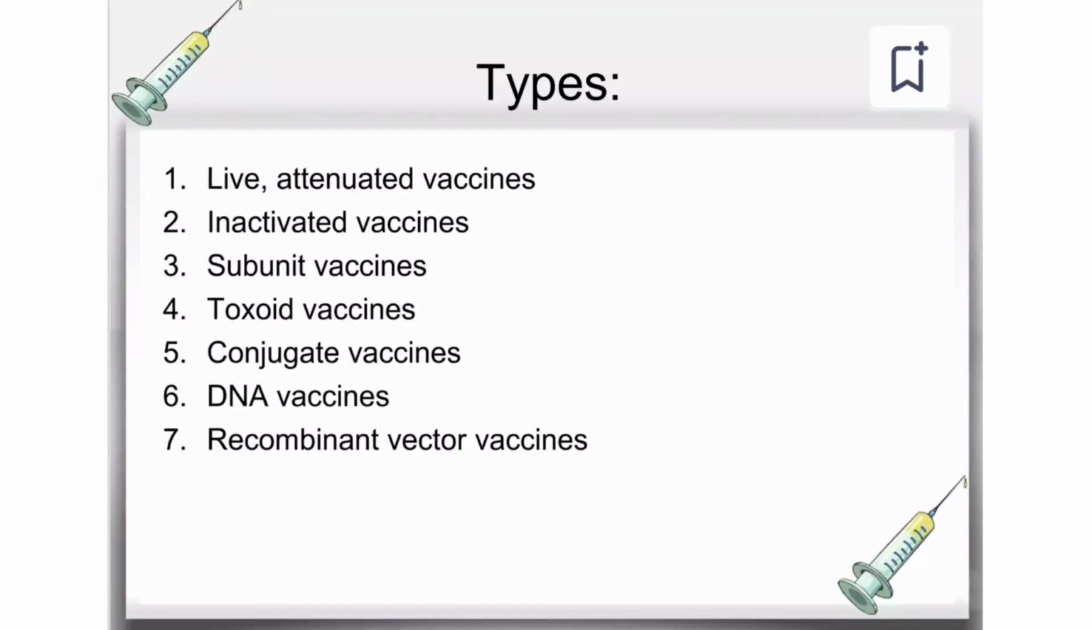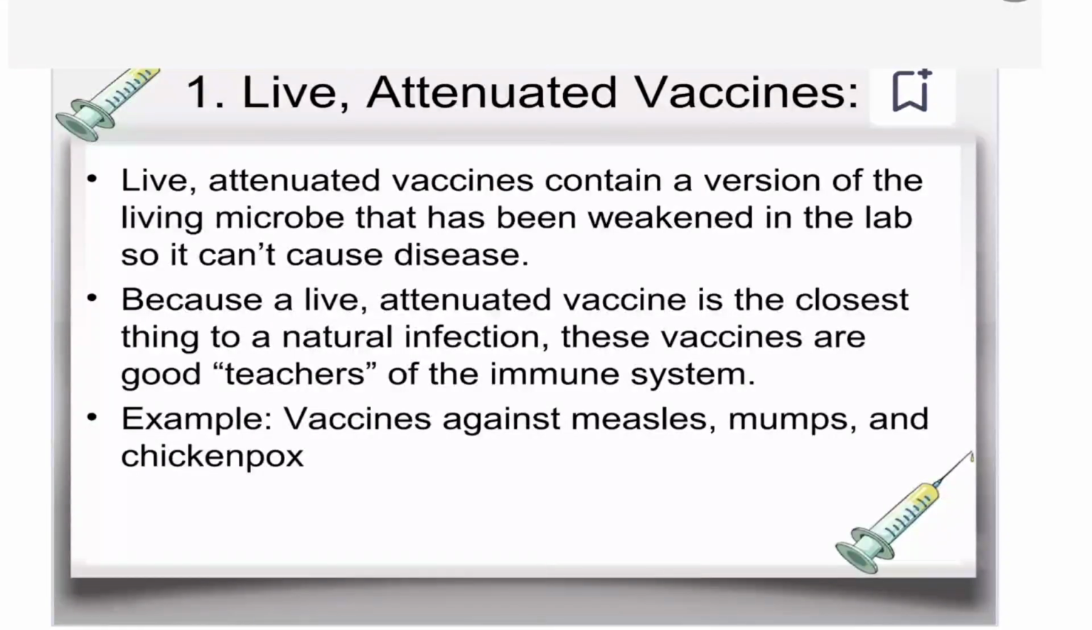So what are the different types of vaccines? You have so many types: live attenuated vaccine, inactivated vaccine, subunit vaccine, toxoid vaccine, conjugate vaccine, DNA vaccine, and recombinant vector vaccines. Inactivated vaccine is otherwise called killed vaccine. We will see one by one.